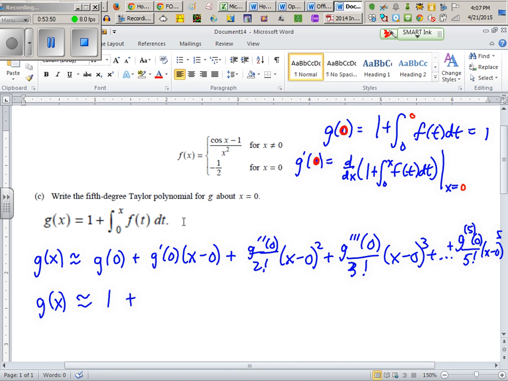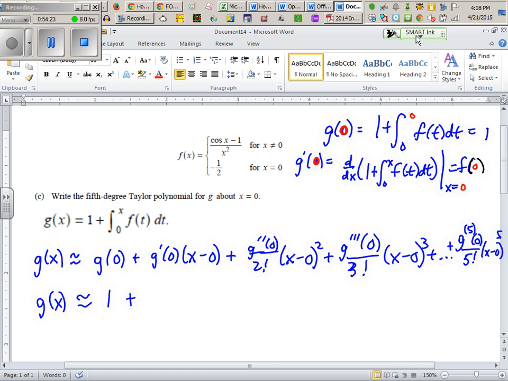Right? So you feel like you're just substituting this x in for your t. So you just get f of x at 0. In other words, you get f of 0. Okay. Well, f of 0 was actually given in the piecewise function. Look, it's right here. It's negative 1/2. See? So that would be your next coefficient.